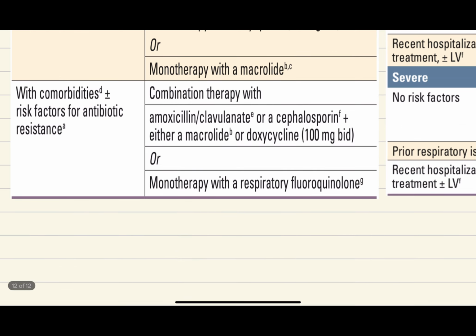Okay. If the patient has comorbidities or risk factors for antibiotic resistance, you are going to give them a combination therapy with amoxicillin-clavulanate or a cephalosporin combined with either a macrolide or doxycycline, or you are going to give them a monotherapy with a respiratory fluoroquinolone.